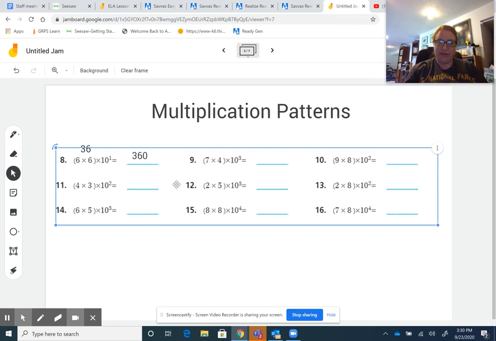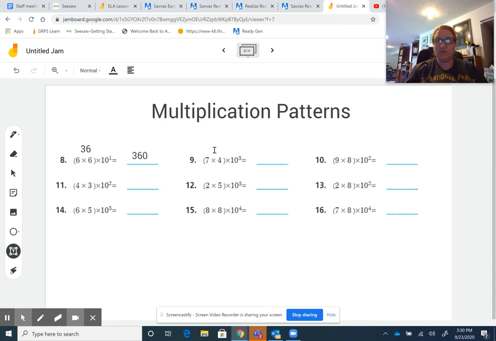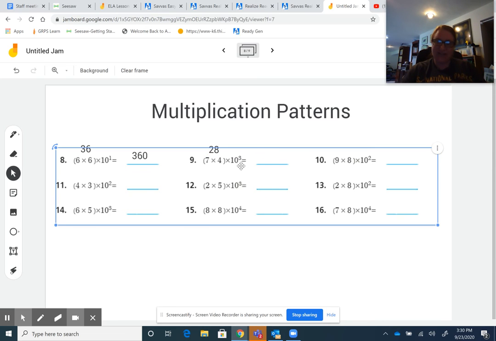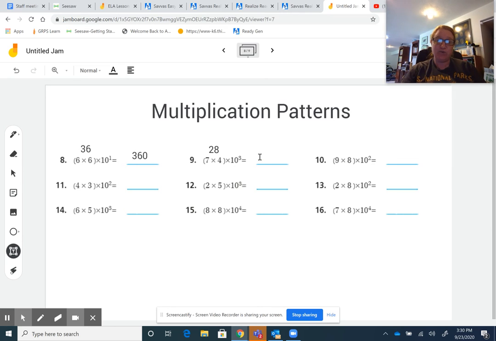The next one, we need to do 7 times 4 in the middle there. I almost said the answer. 7 times 4 is 28. And now 10 to the third power, or the third power of 10, is 1,000. 3 zeros, right? So I need to have 3 zeros on 28. And then I'm just going to go back 3 and put my comma in.